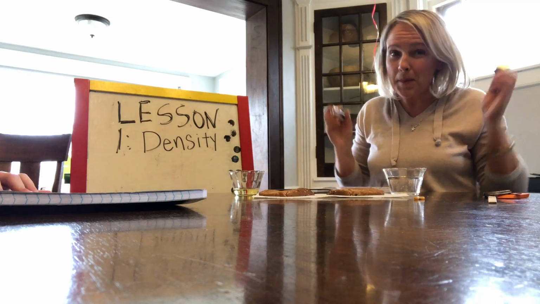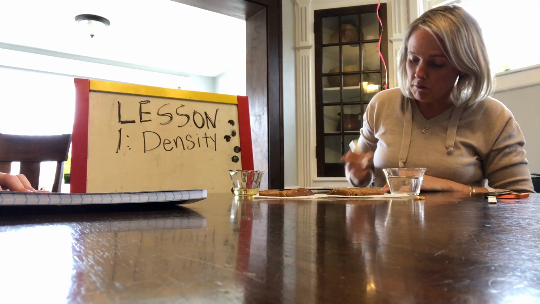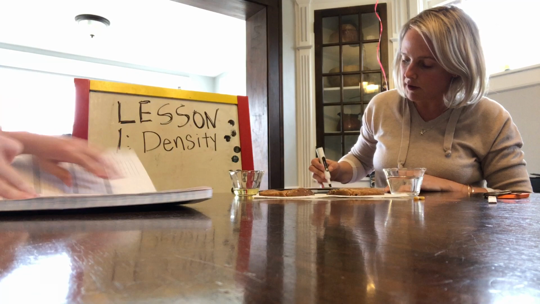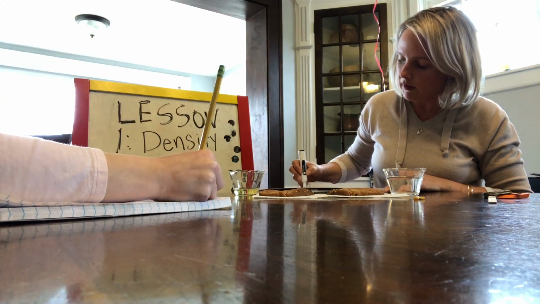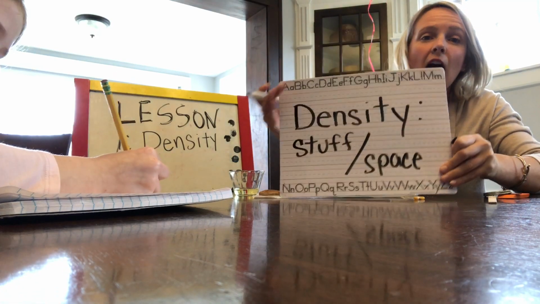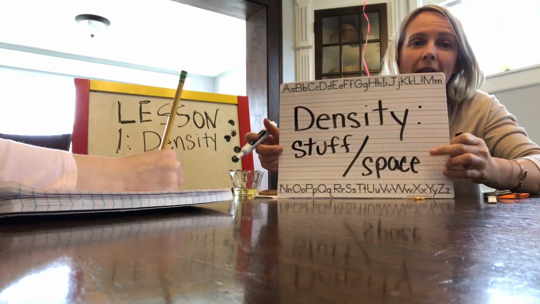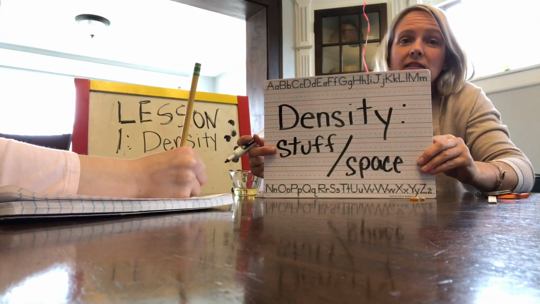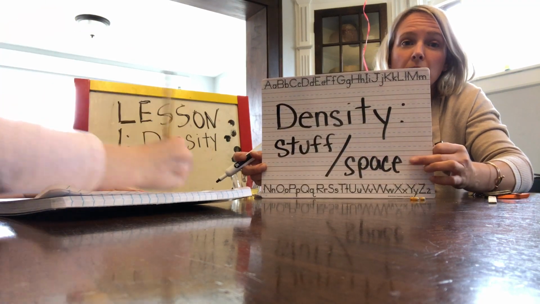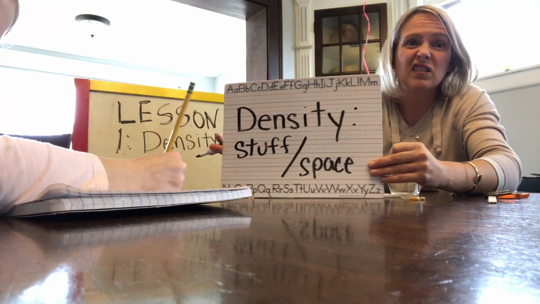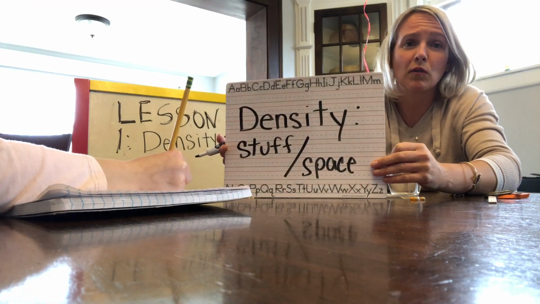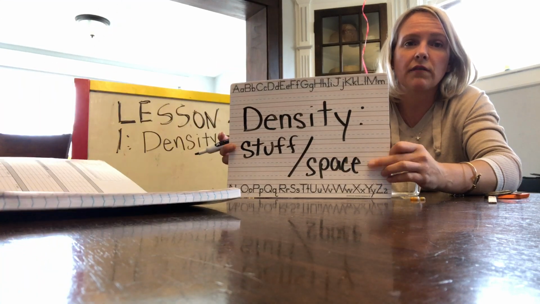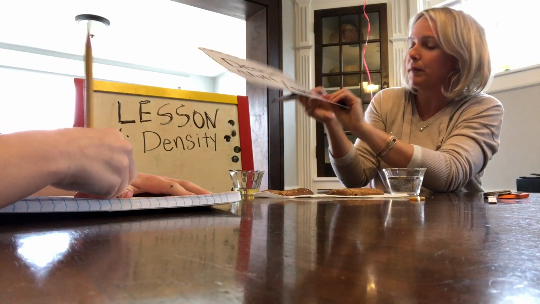So what that word means is basically how much stuff, it's not a very sciencey word. It's basically how much stuff is in a certain space. When you get older, you might hear that as how much mass is in a certain volume. But for us, we're going to use the word stuff. Stuff is just a basic word for matter, which is what makes up everything. So density is how much stuff is in a certain space. Super simple way to think of it.